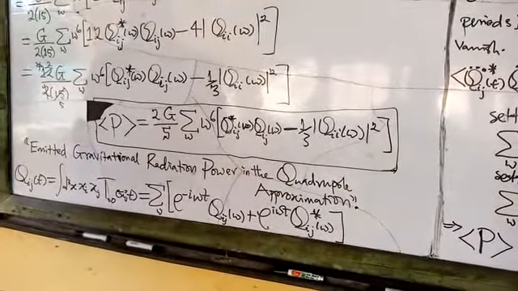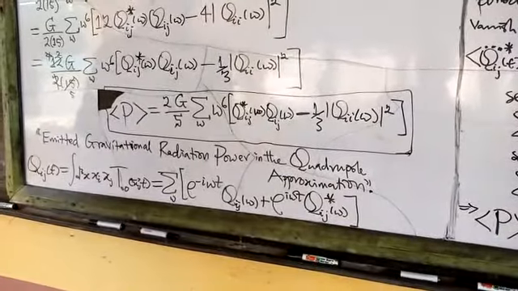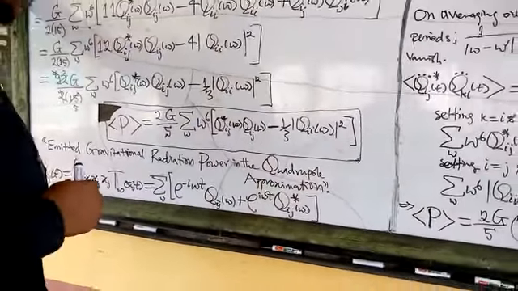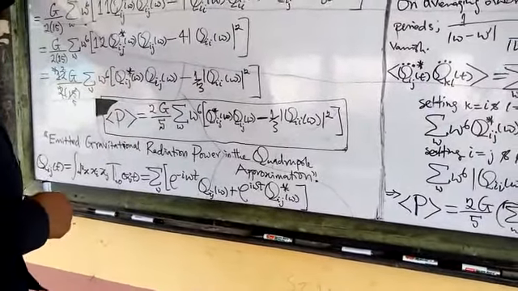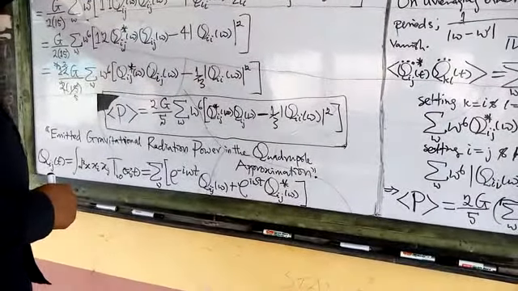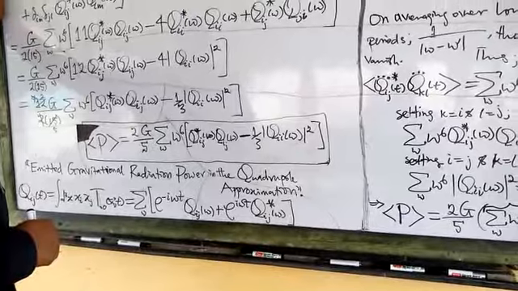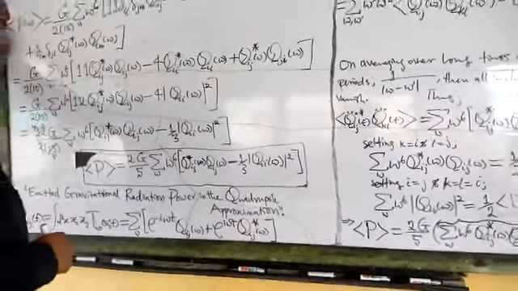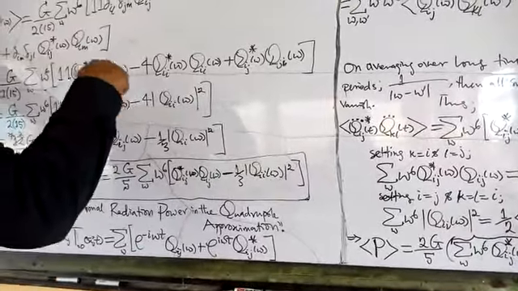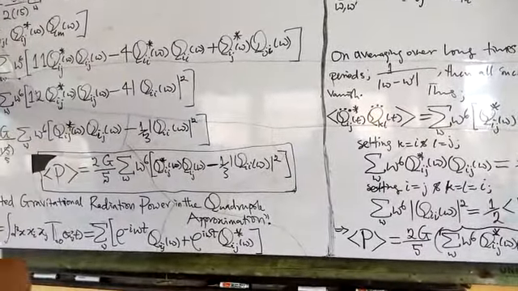And this we call the emitted gravitational radiation power in the quadrupole approximation. This, of course, was what we set out to find. And this is okay for a single frequency that could be written as a harmonic, in terms of some harmonic expansion of a single frequency, especially if you're talking about a binary star that is moving in a circular orbit.